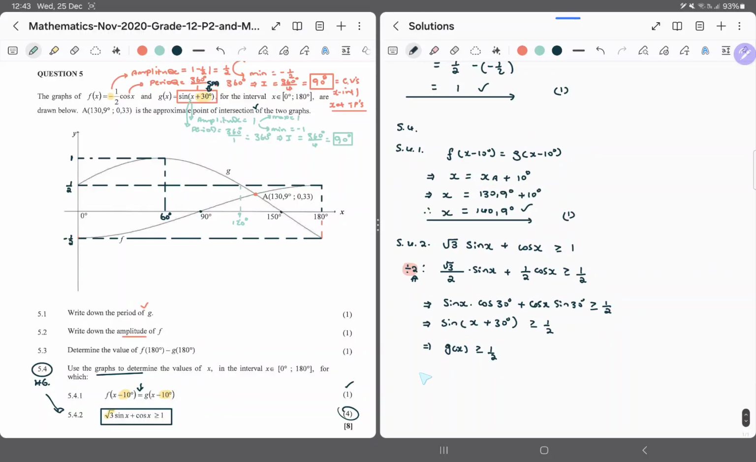So we can say, therefore, we understand that x must be less than or equal to 120 degrees, greater than or equal to 0 degrees, because we can see this graph is either a half or greater than a half in between. And that's the solution.